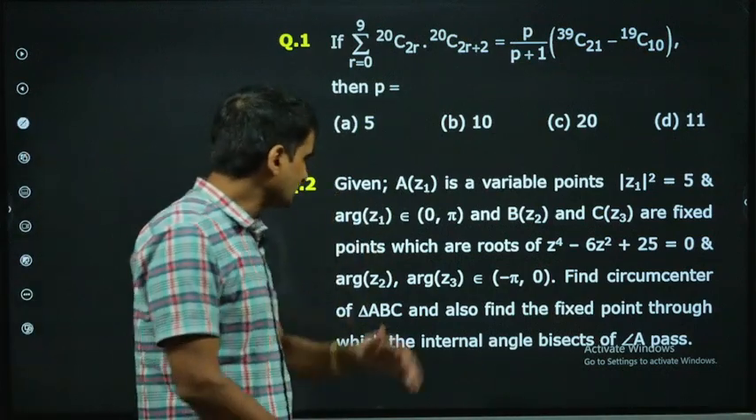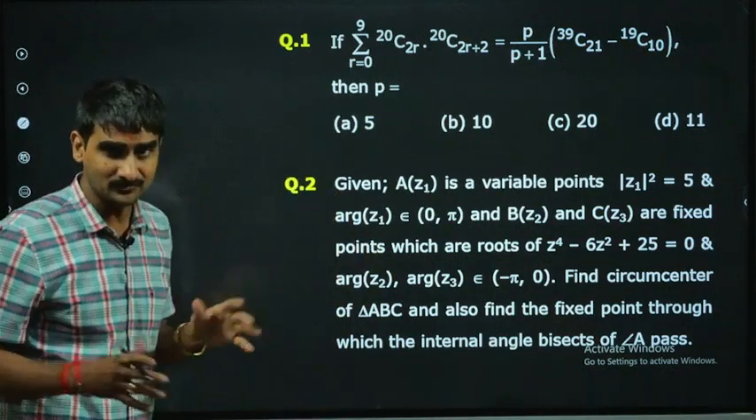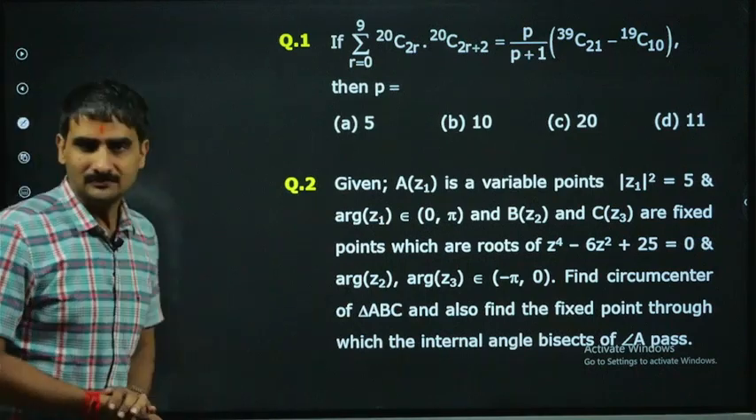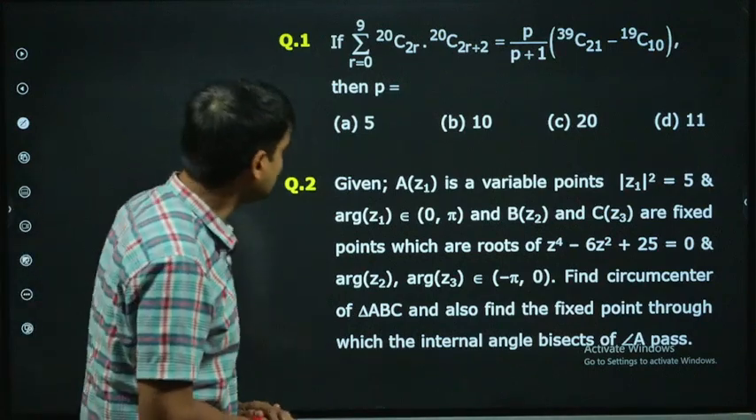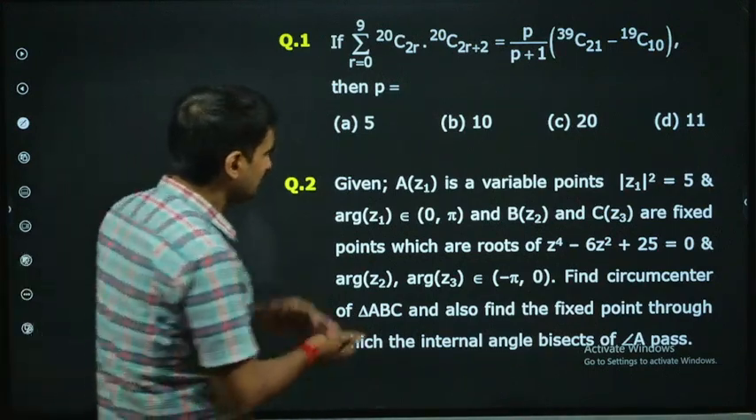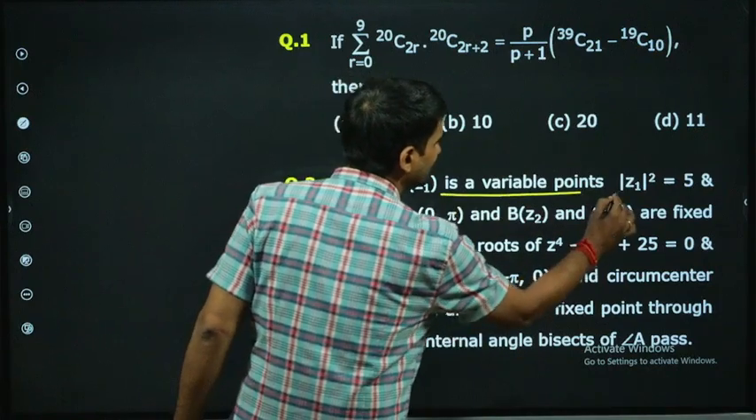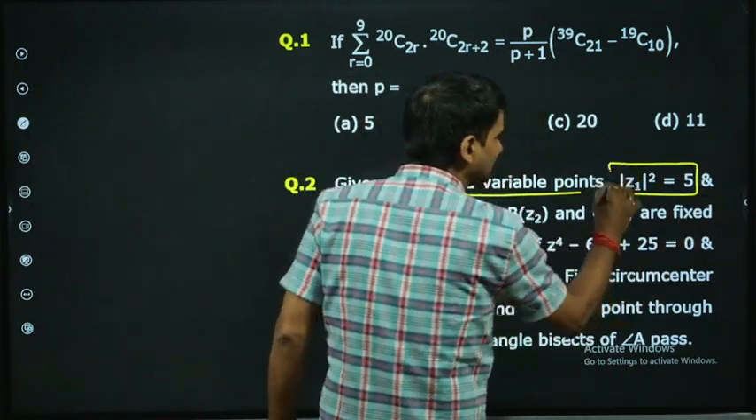Let's come to the second question now. See, the second question is from complex numbers. I'll be using the geometrical aspect of the complex number to solve this question. Let's start. So z1 is a variable point satisfying this condition.